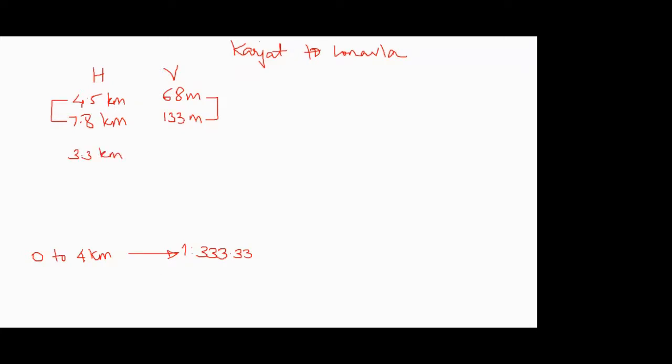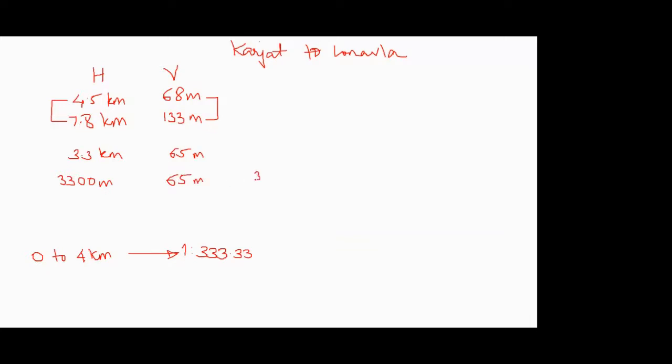And similarly 133 minus 68 comes out to be 65 meter. Okay, so this is the change in your elevation. Again, I convert this kilometer to meter, so it's 3300 meter. So if I go horizontal 3300 meter, I get a rise in my elevation by 65 meter.